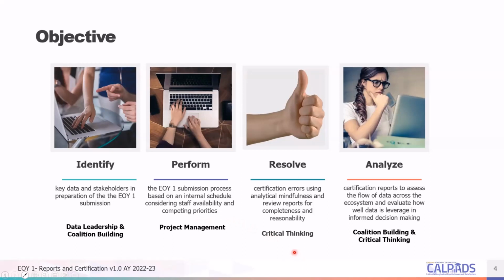Resolve certification errors using analytical mindfulness and review reports for completeness and reasonability, which involves the critical thinking skills. And analyze certification reports to assess the flow of data across the ecosystem and evaluate how well data is leveraged in informed decision-making, which calls upon the coalition building and critical thinking skills. And you may notice that coalition building and critical thinking both appear at multiple points in these objectives. So those are the skill sets that we will be focusing on primarily in today's training. Those are our objectives for the session.